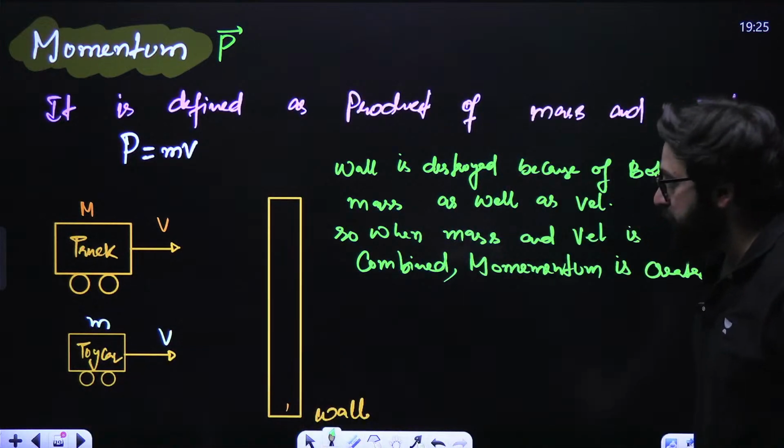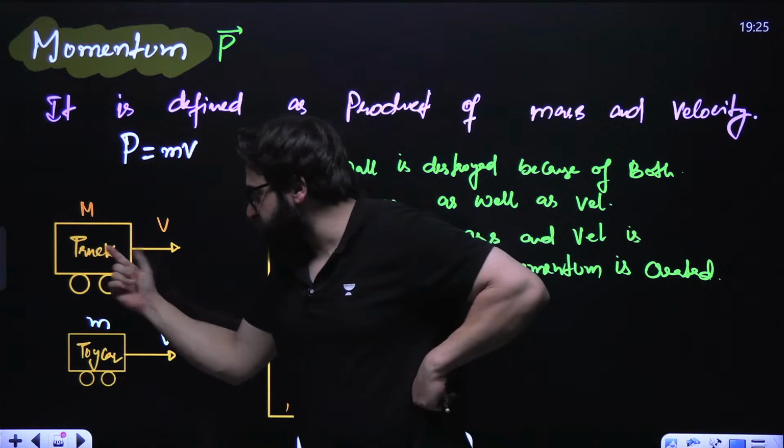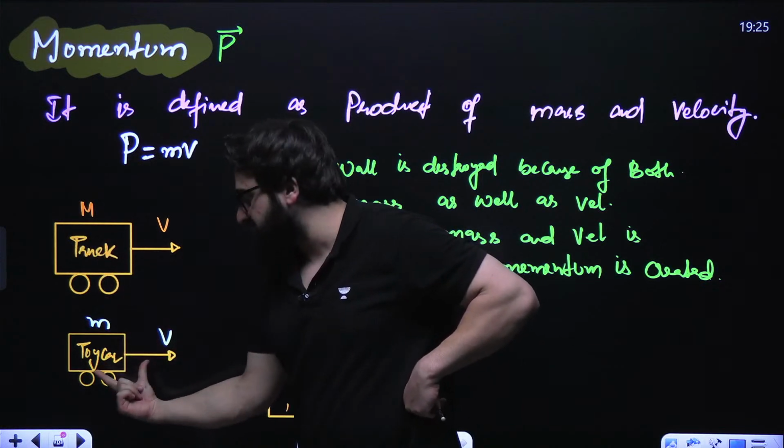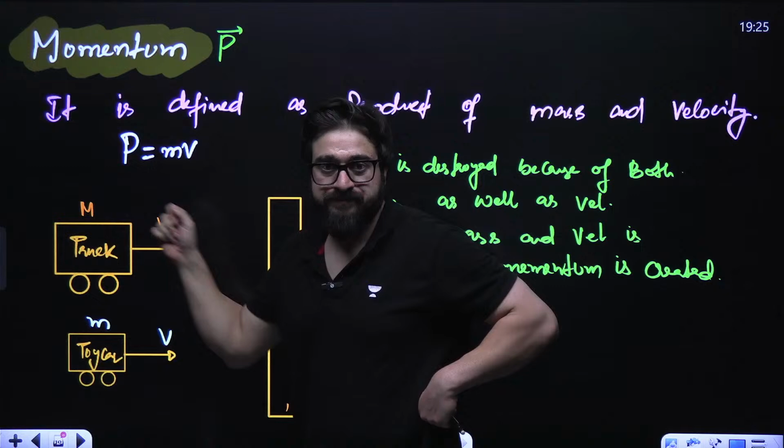Great. So we say simply, this will have more momentum. This will have less momentum. Why? Its mass is more.